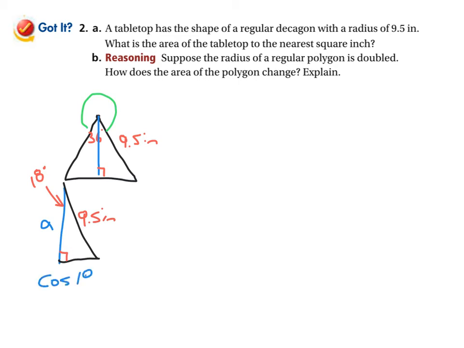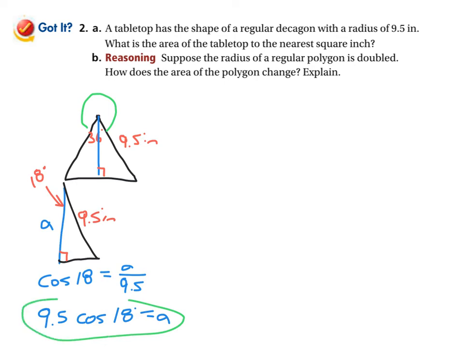the cosine of 18 degrees equals the adjacent side, A, over the hypotenuse, 9.5. And multiplying both sides by 9.5, we would get the apothem is equal to 9.5 times the cosine of 18 degrees. And we're going to hold that in our memory banks here for just a second. It's not a solution. That's just a piece of the information that we need. That's the apothem length. Okay.